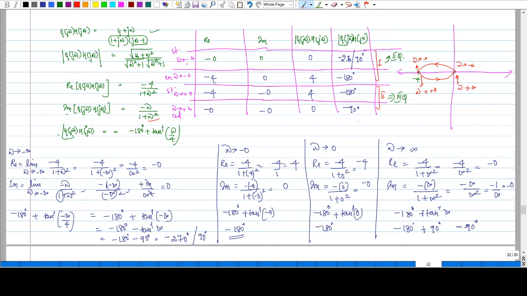So this map is for section 1 and this is for section 2, but we still have section 3 remaining. In the next video we will look into section 3 plotting. Thank you.